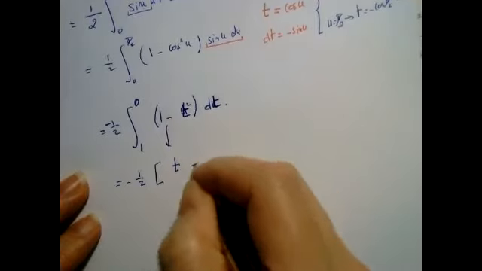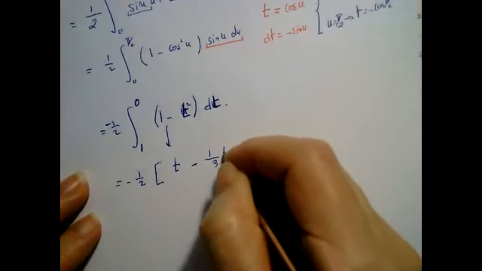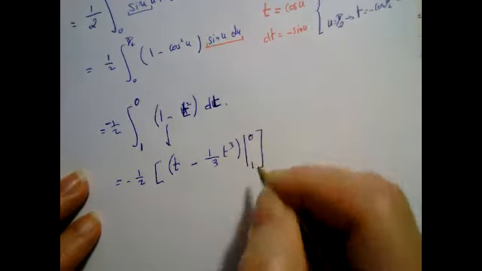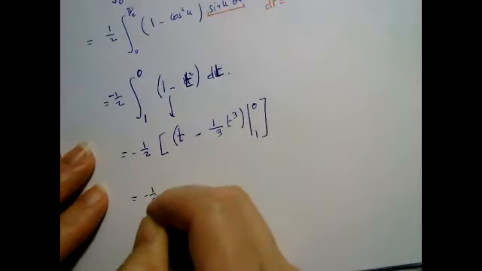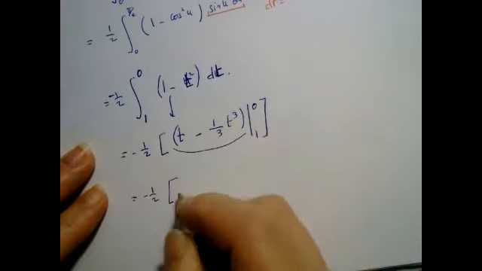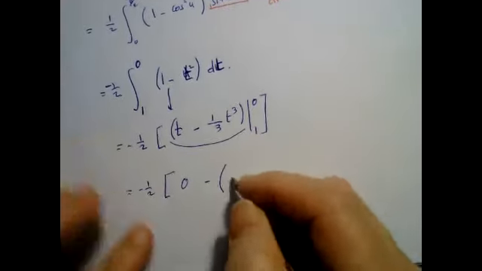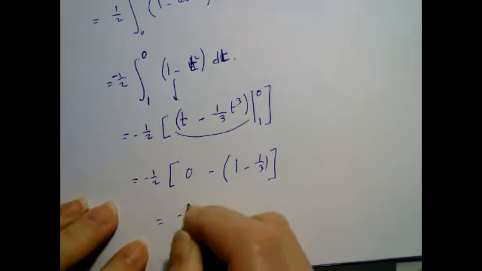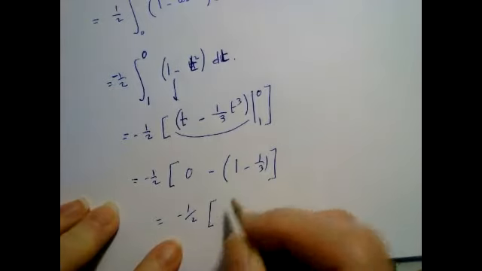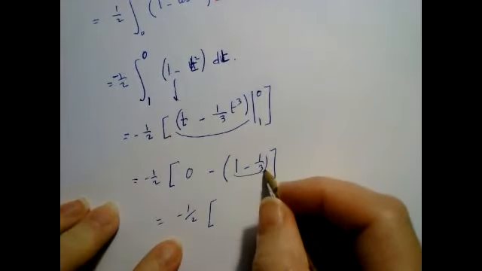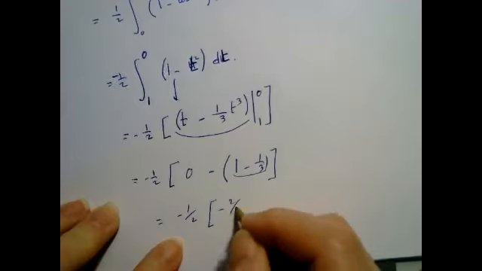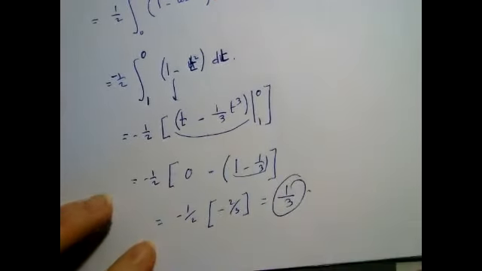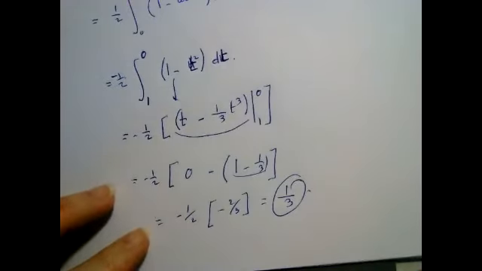This is a t, with limits 1 and 0. The value at the upper, it's 0, minus at the lower, I have 1. So finally, I'll end up with minus a half times 1 minus a third, that's 2/3. It's going to give me 1/3.